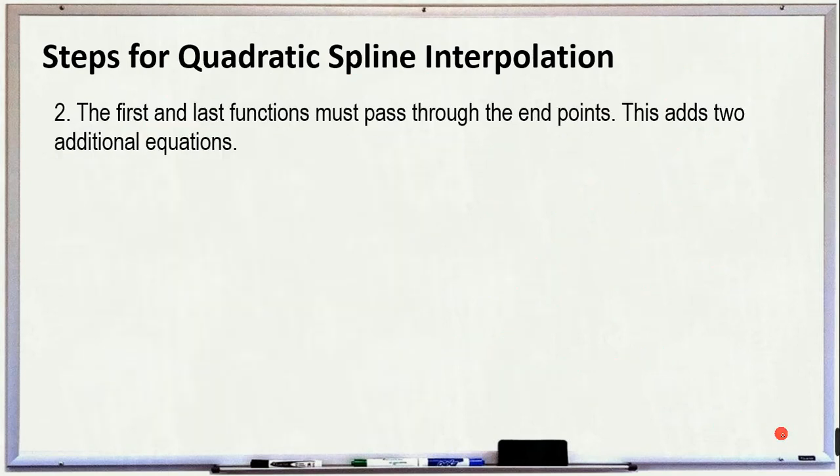So next step, the first and last functions must pass through the endpoints. This adds two additional equations. Did you understand the statement? Did you understand the statement, or are you confused? Let me explain it.